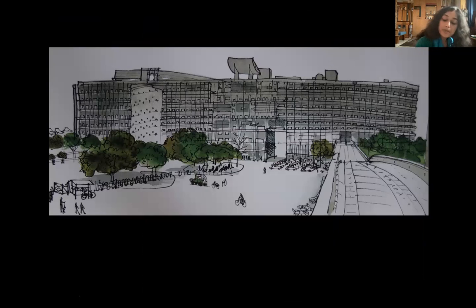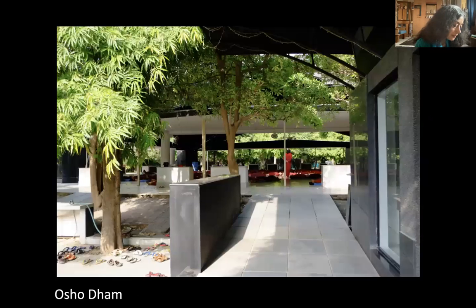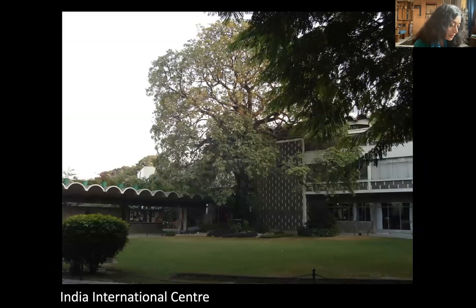This then brings us to another interesting question. Do we think of the architecture of the IIC as modern, or the Malka Center and Nusra Bilgrami's house, or the Osho Center? Is one more modern than the other? And as a corollary, which would you think of as more Indian? If we think of modern and its meanings of related to the present or recent times, the IIC is probably the oldest of these and therefore the least modern.